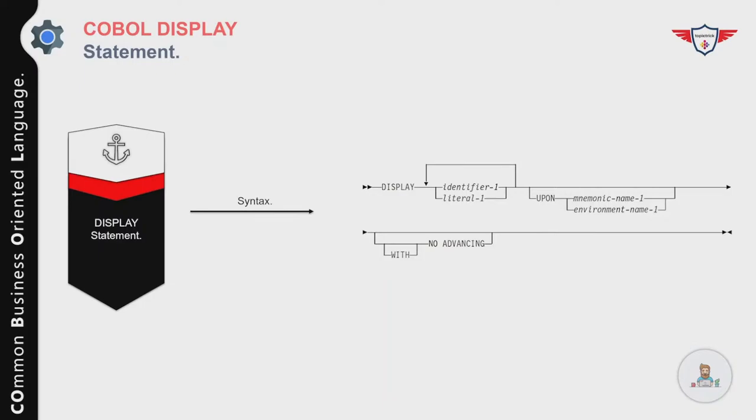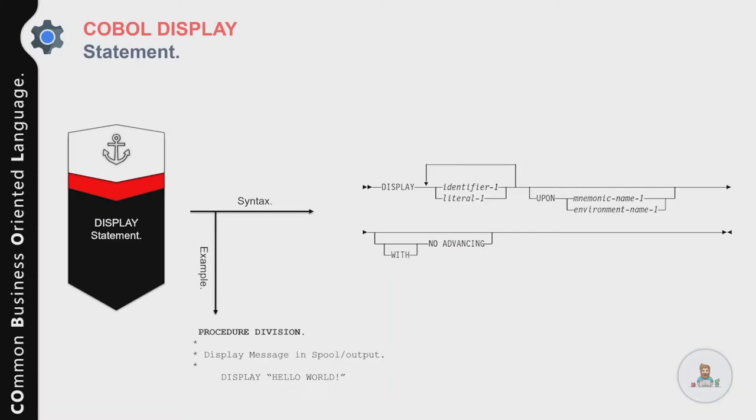So here's our example. We have a procedure division, and after that we have a message that we have displayed with the help of the DISPLAY statement. And we have used DISPLAY followed by "hello world", which is in quotes. And when you run this particular program, it will print hello world in the spool.